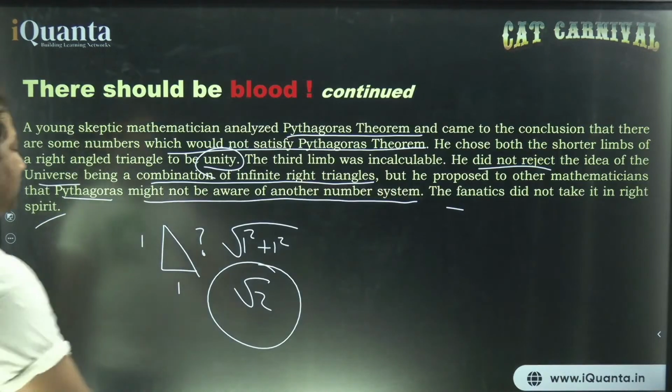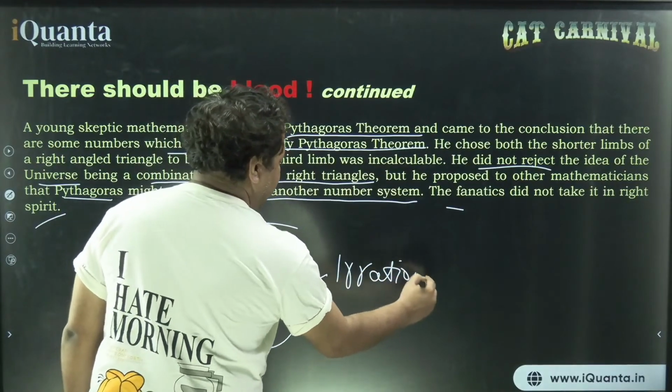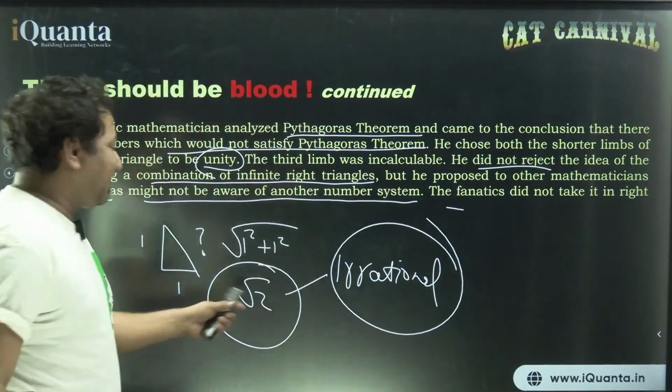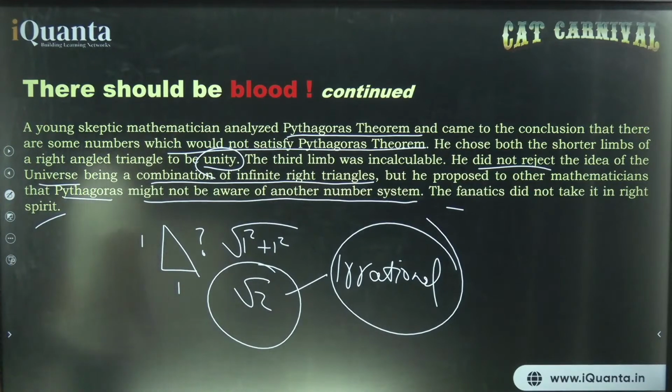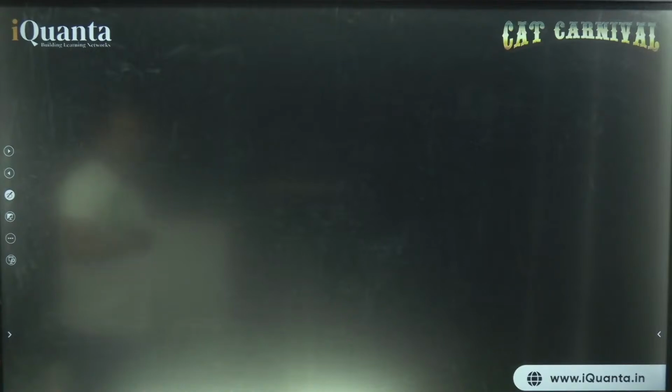So, this root 2 is an irrational number because it cannot be part of any Pythagorean triplet. Okay? Let's move further.